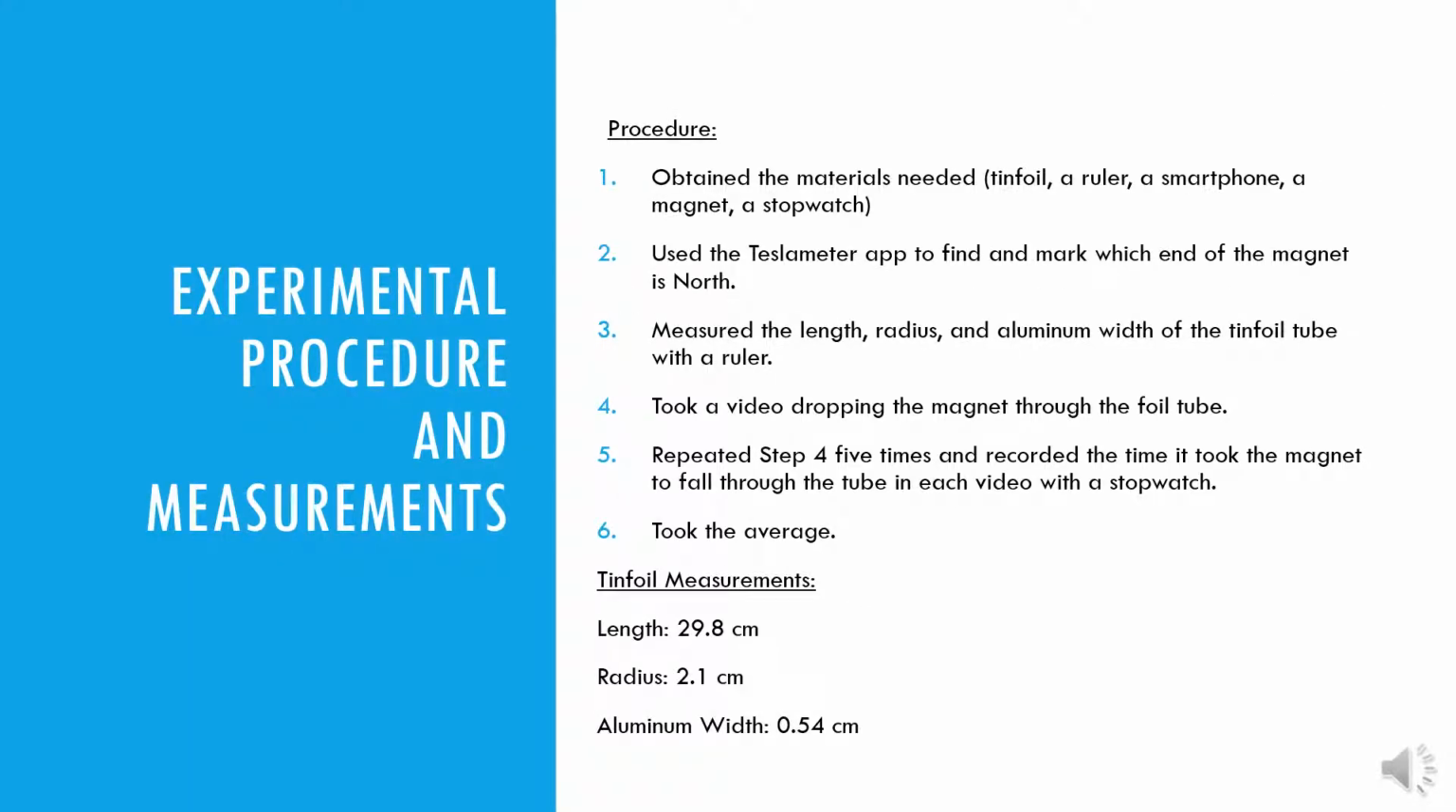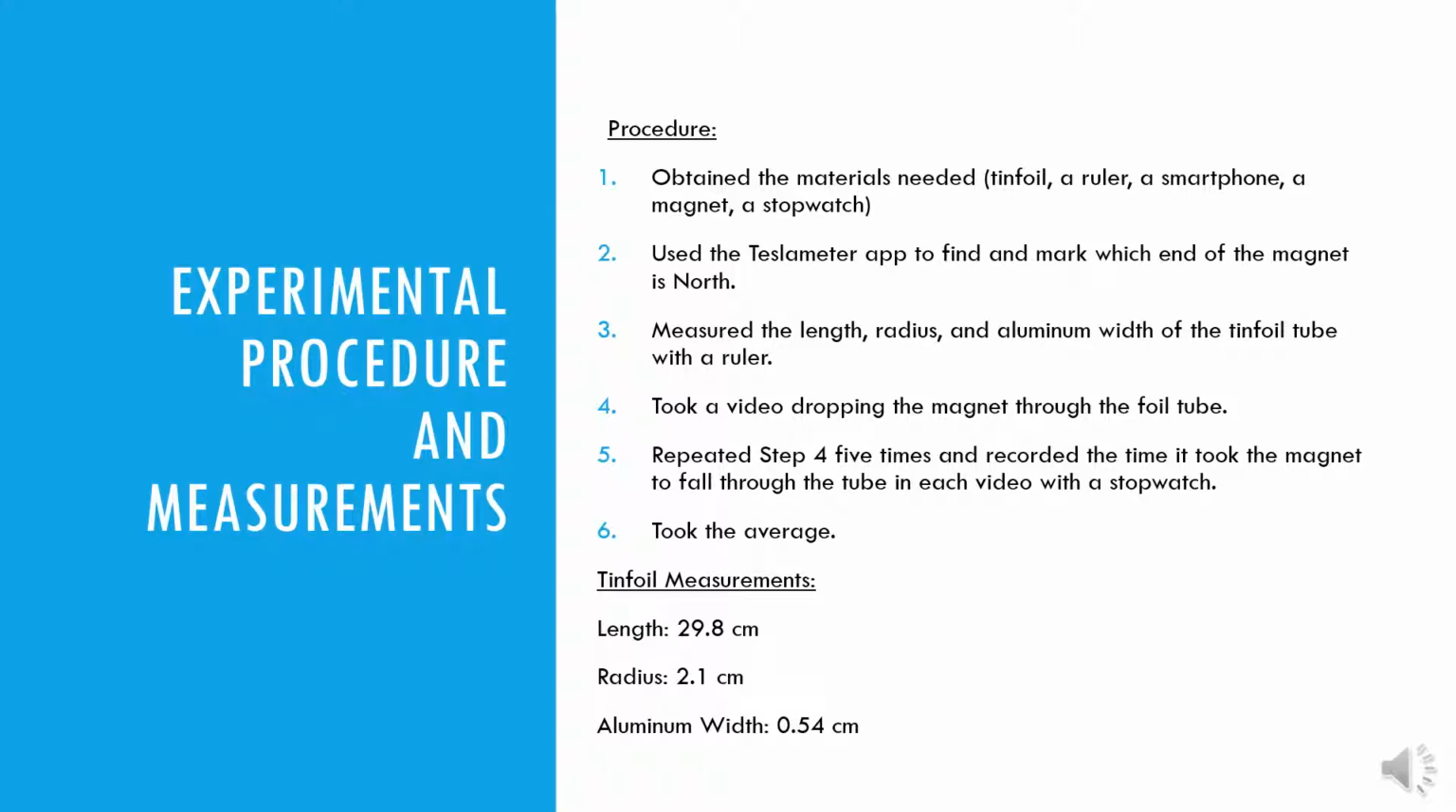The procedure for this experiment was relatively simple. After obtaining the materials required, I first used the Tessimeter app to determine which end of the magnet is north. I then marked the magnet accordingly and measured the length, radius, and aluminum width of the tube. Finally, I took a video dropping the magnet through the tube, measured the time it took to fall with a stopwatch, and recorded the data. I repeated this experiment 5 times and took the average at the end.